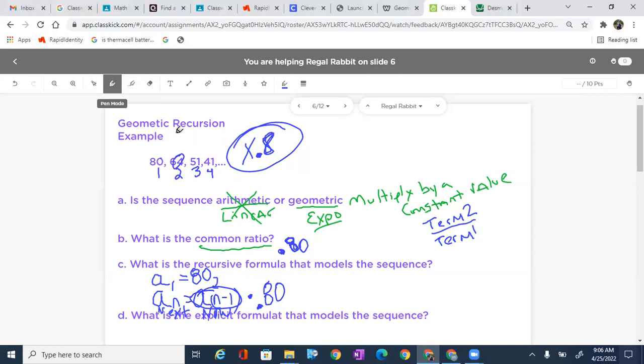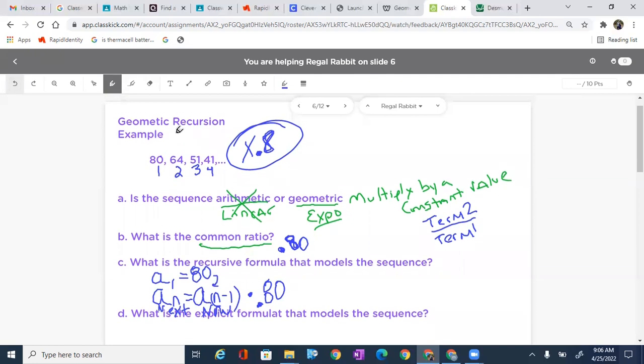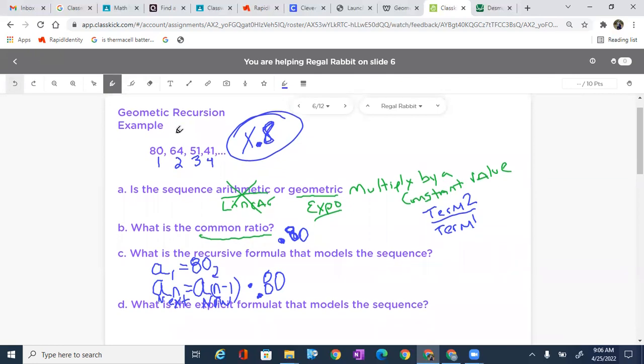So this is our recursive formula, where we simply take a sub 1 equals 80, a sub n equals a sub n minus 1 times 0.8. We did say that this is a recursive formula, and it is an exponential that would model this. So now we're going to go ahead and write the explicit formula for this.